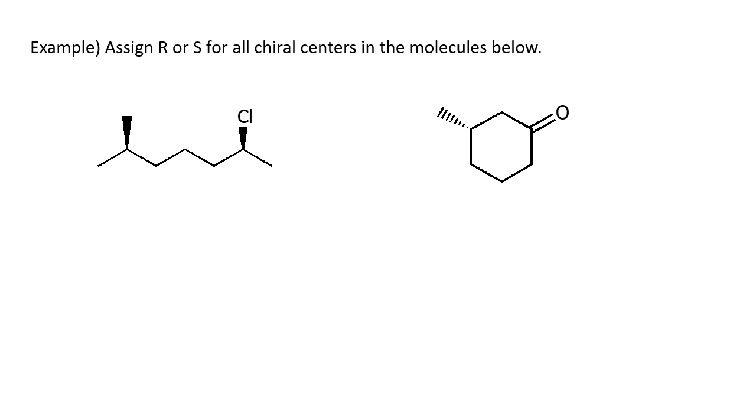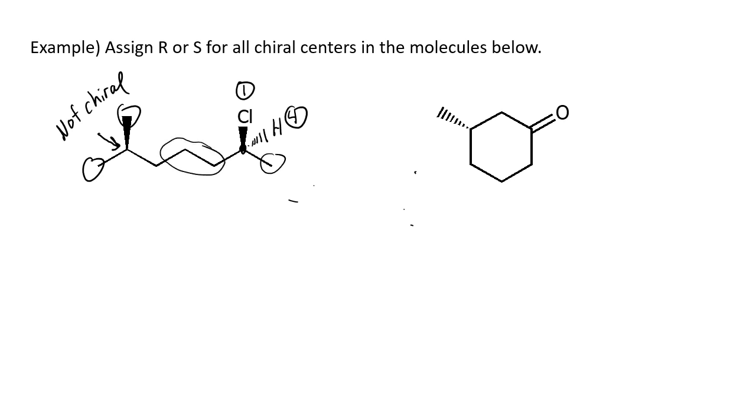Let's look at several more examples and try to assign R or S configurations for each of the chiral centers in the molecules. All right, so let's first find the chiral centers. Well, this first one is not a chiral center because that carbon has two methyl groups. So it's not chiral. But we do have a chiral center here. All right, so chlorine is going to be number 1. Oh yeah, don't forget you've got a hydrogen in there. That's easy. That's going to be number 4. And I've got this methyl group, and then this whole left side of the molecule. Well, the left side is definitely more complex, so we're going to call that 2, and your methyl group will be 3.